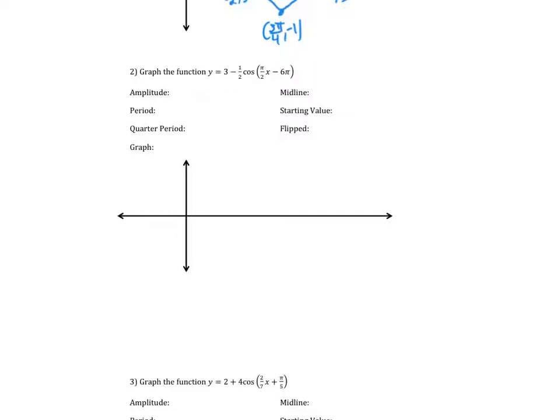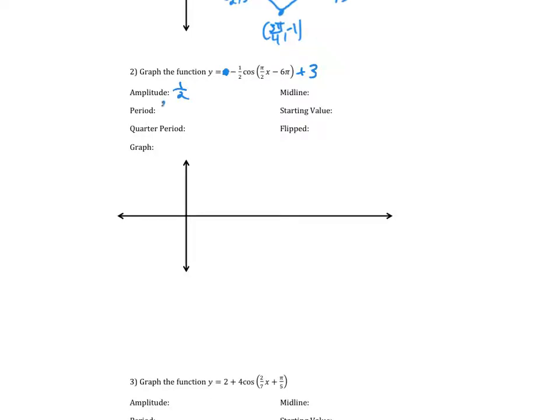Okay, so here is our graph. y equals 3 minus 1/2 cosine of pi over 2 x minus 6 pi. It might be easier to think of that 3 here on the right. So it's negative 1/2 cosine. A little bit easier to see that this has a midline of 3. Amplitude is always positive, so in this case the amplitude is positive 1/2, even though there's a negative.